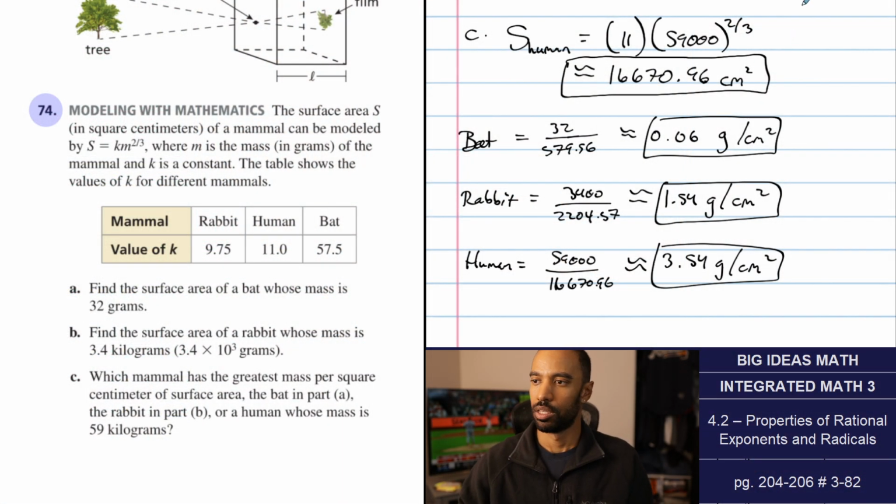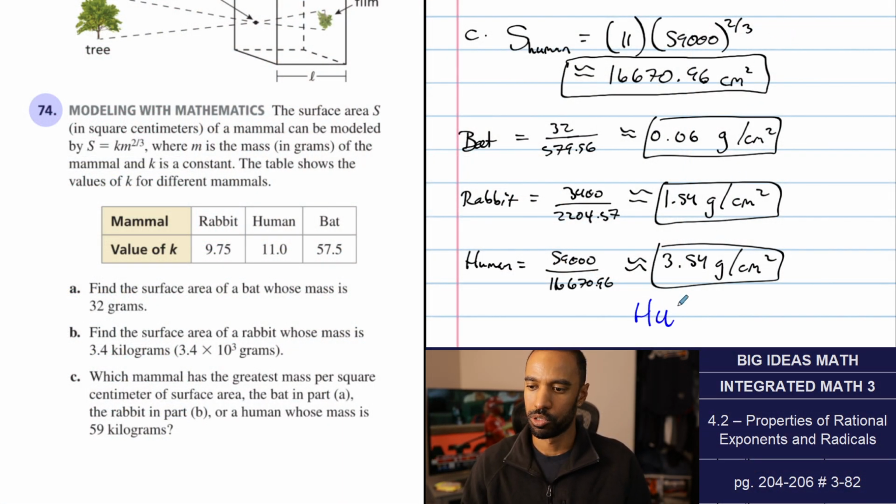3.53. So for the bat, I'm writing 0.06 grams per square centimeter. So I'm writing these out. Rabbit is 1.54 grams per square centimeter. And the human, lots of organs and stuff, 3.54 grams per square centimeter. So the human wins.